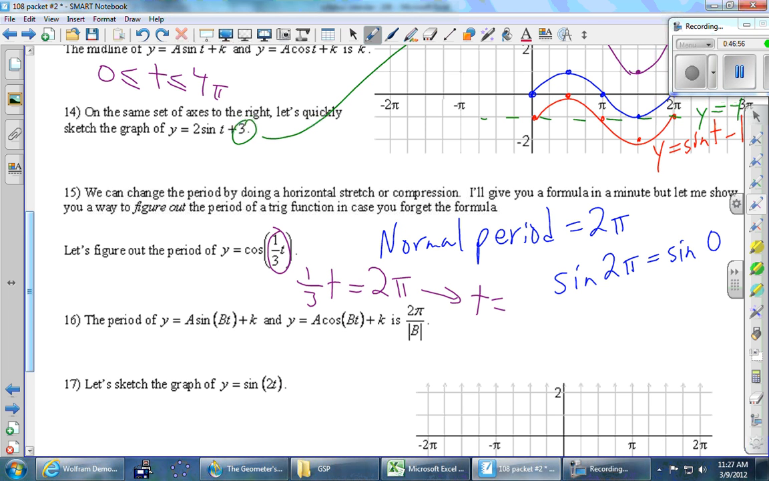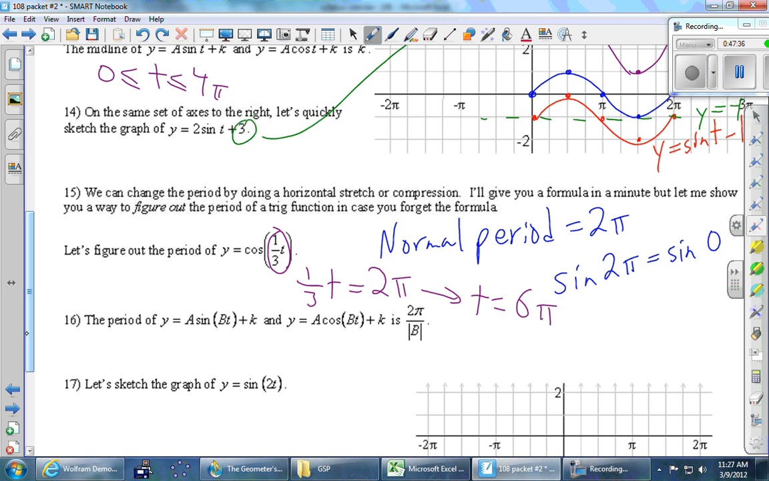To solve for t, what should we do? Multiply by 3, and what do we get? 6 pi. t is 6 pi. 6 pi is the period of this new function. And so we'll tie it to compressing and stretching in a second, but if you take t equals 6 pi and plug it into the parentheses, what do you get in there? You get 2 pi. So t gets to 6 pi, but the cosine only feels 2 pi for the first time. And that's the first cycle.